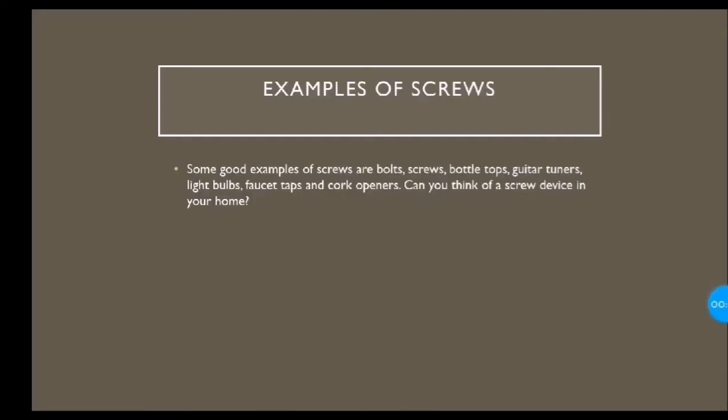Now, examples of screws. Some good examples of screws are bolts, bottle tops, guitar tuners, light bulbs, faucet taps, and cork openers. Can you think of a screw device in your home? Of course, I believe all our homes are filled with examples of screws.